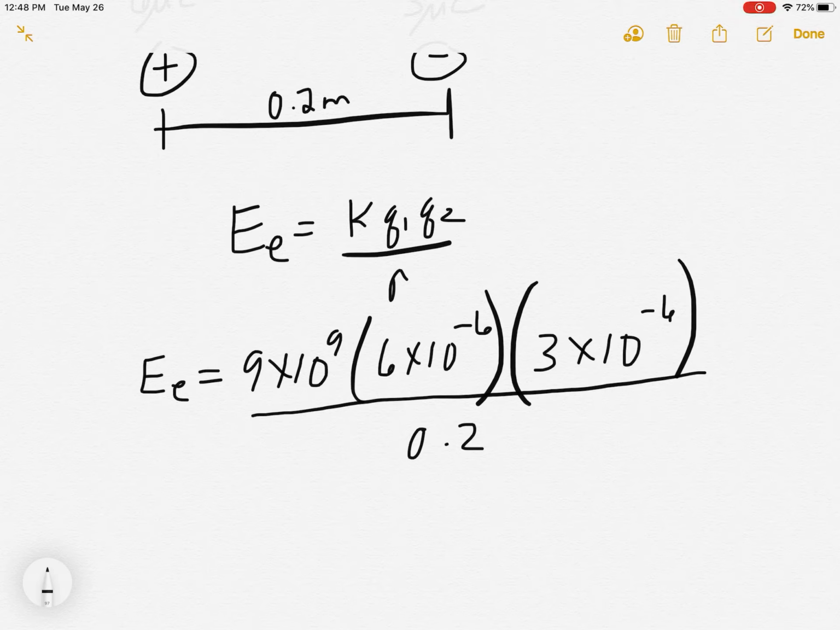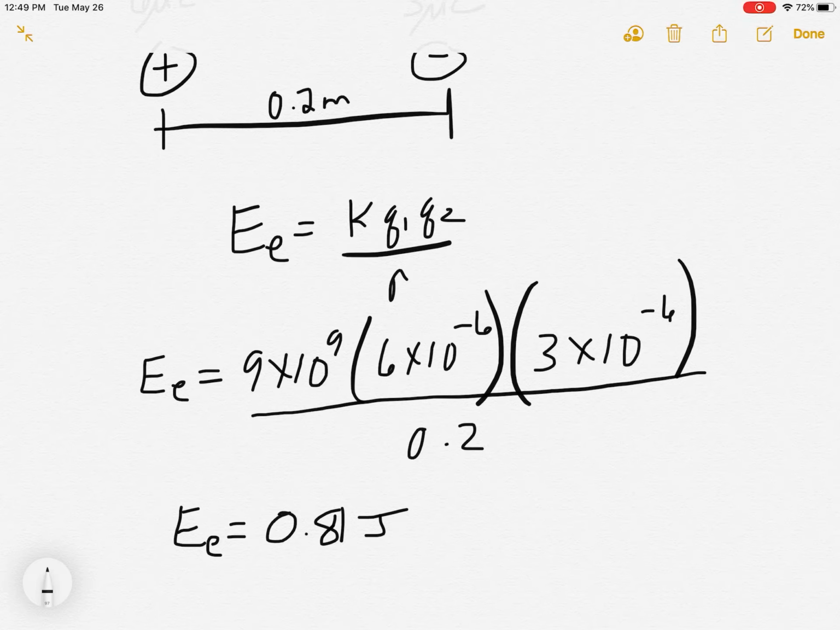So I'll get out my calculator here, and be careful with your exponents. There's lots of scientific notation. 9 times 10 to the 9 times 6 times 10 to the negative 6 multiplied by 3 times 10 to the negative 6, divided by 0.2 equals 0.81 joules of energy. That's the amount of energy that has been put into these things to get them to this position.